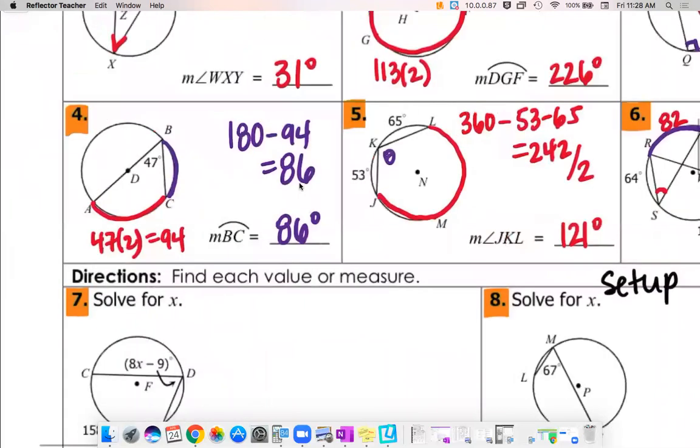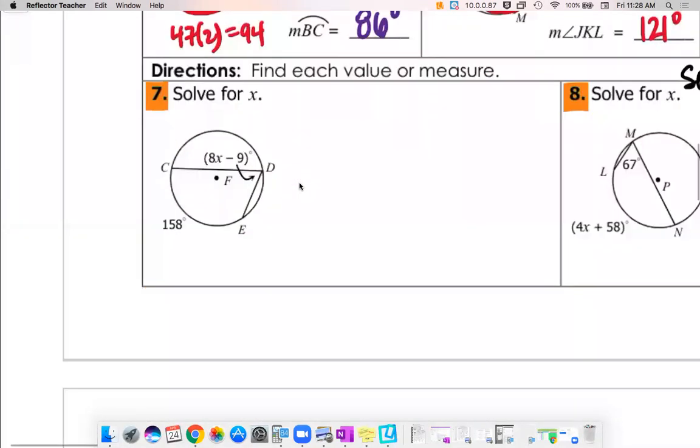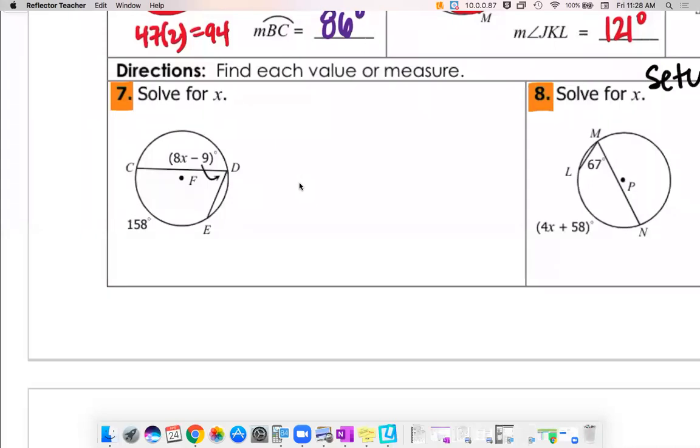Cool. So now we're going to just do a little bit more algebra when we do these. So it says find each measure. So in this one, it wants us to solve for x. So this is setting up a formula. This is your intercepted arc, and this is your inscribed angle. So you just have to remember the relationship. This inscribed angle is half of this. So if I take 158 and divide it by 2, that should equal my 8x minus 9.